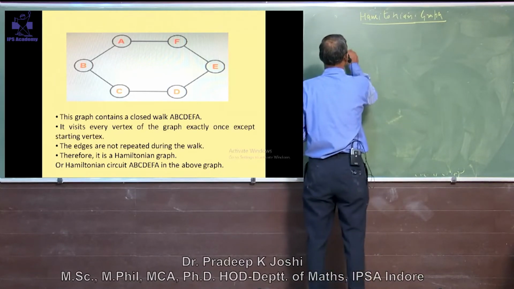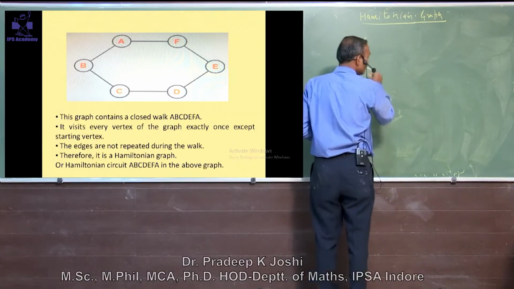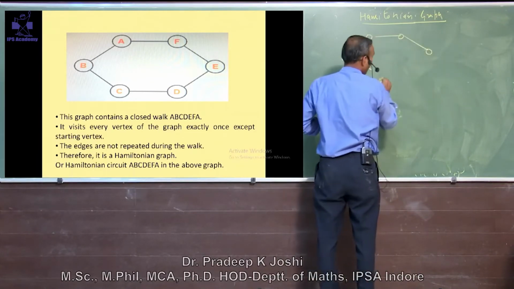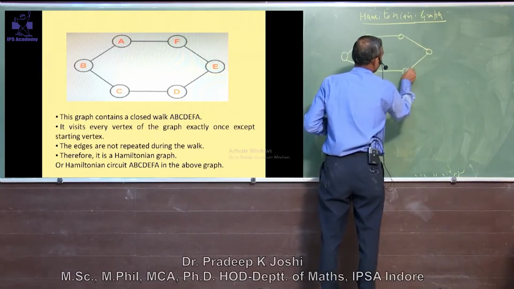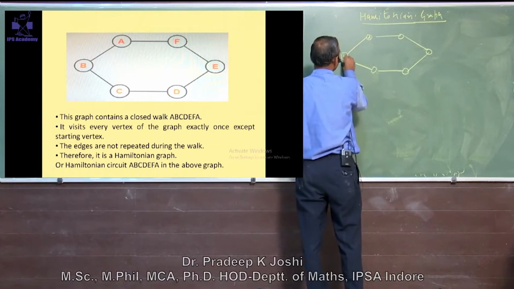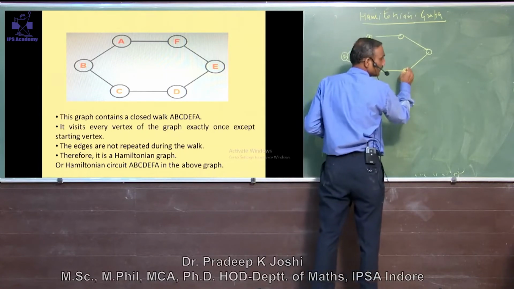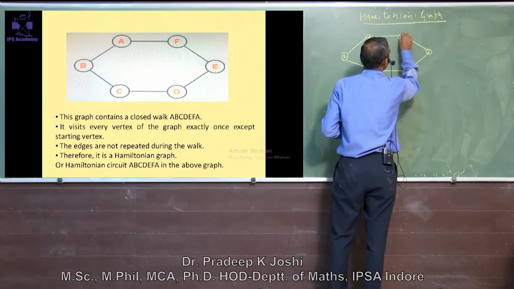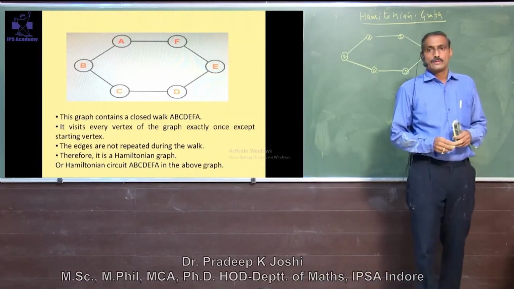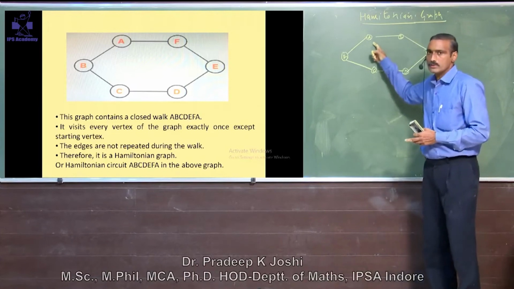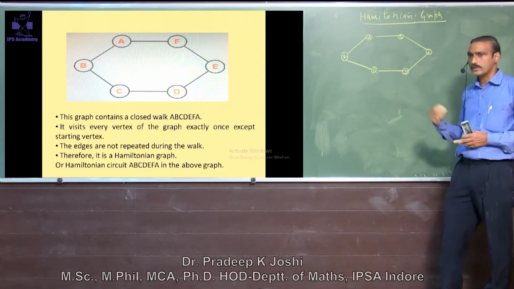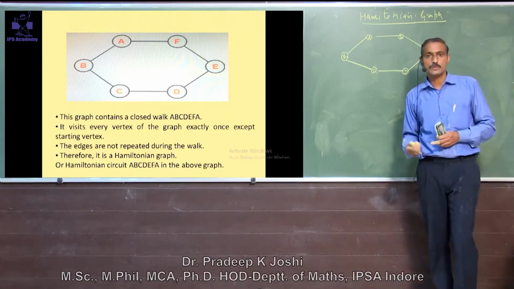So consider the graph. This is A, this is B, C, D, E and F. Now we have to find whether the given graph is a Hamiltonian graph or not. First we have to check whether it has a Hamiltonian circuit.